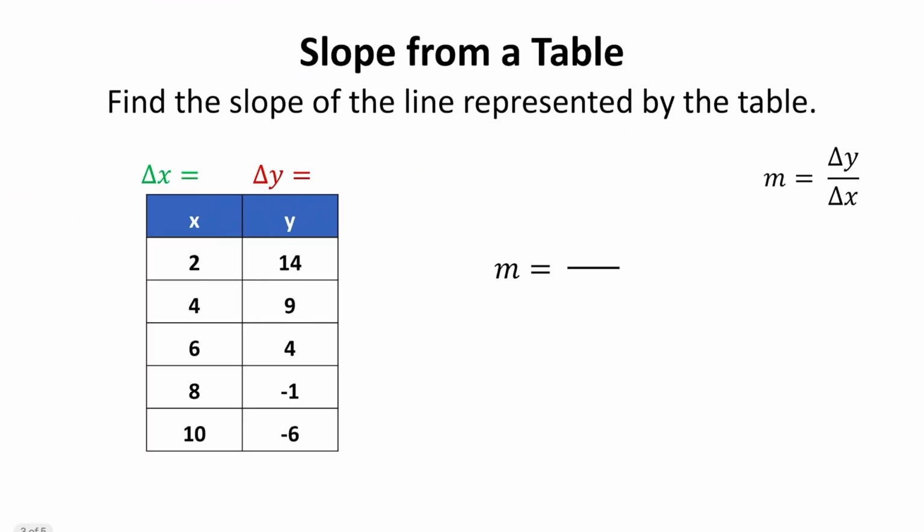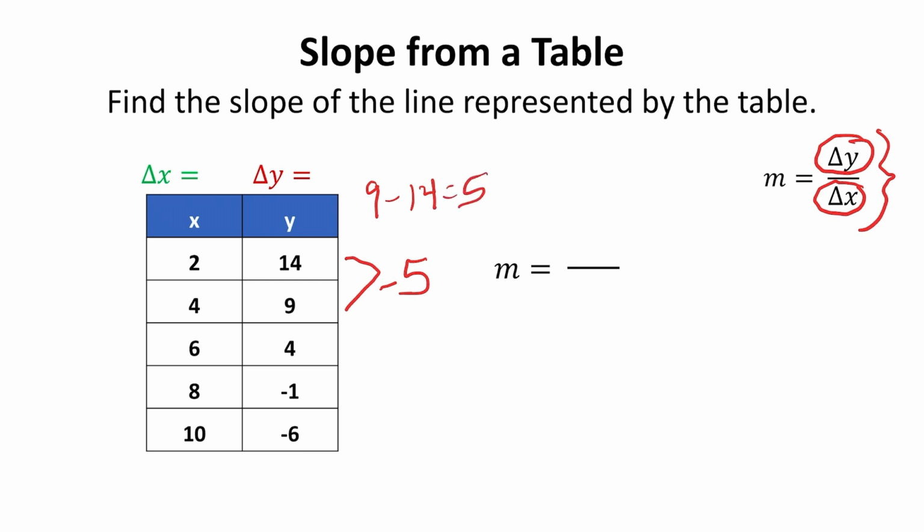All right, let's look at another one. All right, find the slope represented by the table. We want to get this change in y, and then we want to get the change in x. Then we're just going to put them in this form right here, okay? So the change in y, we are going from 14 to 9. That is going down by 5, so that's a negative 5. You can also do 9 minus 14 equals negative 5. I didn't write that very clear, but it's a negative 5. So the change in y is negative 5.